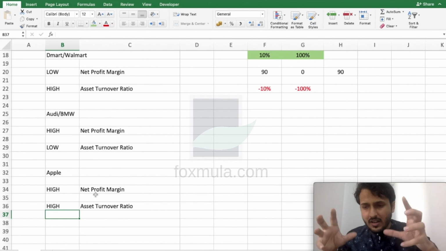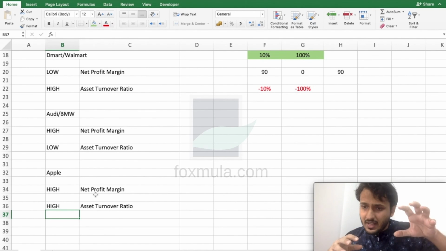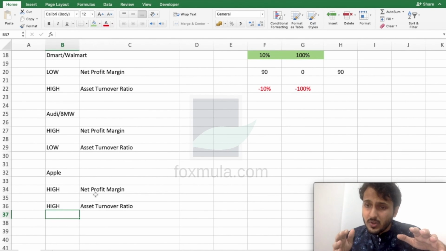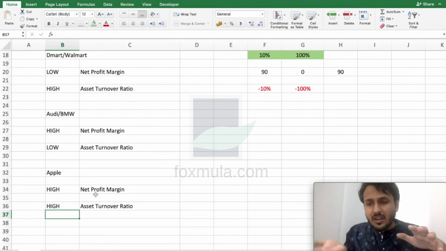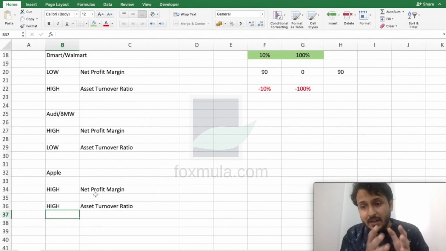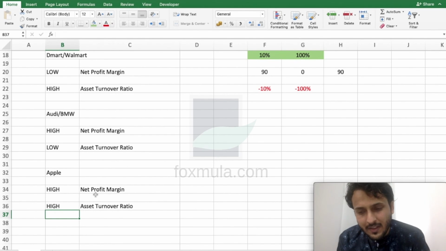So while making the strategy, DMart thought: let me sell at a very low price, but I want that to be compensated using asset turnover ratio. And if my net profit margin is positive, maybe I can take a lot of leverage to multiply my return on equity, right? That is why financial leverage is also termed as equity multiplier. Learn more about this, and you will understand a lot more things.